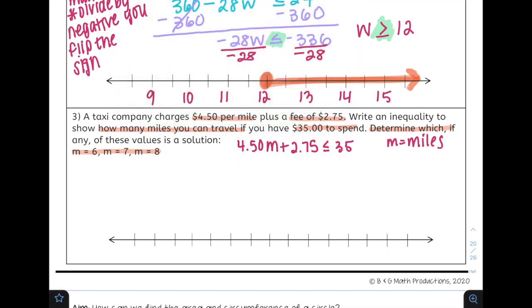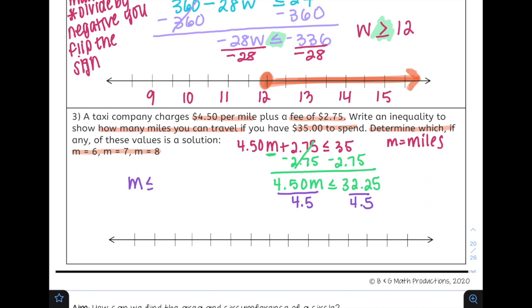So the first step I'm going to do is I'm going to subtract $2.75 from both sides. We're just solving this like a normal equation and isolating our variable. So you have $4.50 M is less than or equal to $32.25. Then we want to divide both sides by 4.50. You're going to get M is going to be less than or equal to 7.16 repeating. Or if you convert it into a fraction, it's going to be 7 1/6. Now that's what we're going to be actually graphing. In our minds, we know that the number of miles has to be less than 7 1/6 of a mile, but we do have to represent that. So what I'm going to do is I'm going to represent it as a fraction. To me, that's simpler.